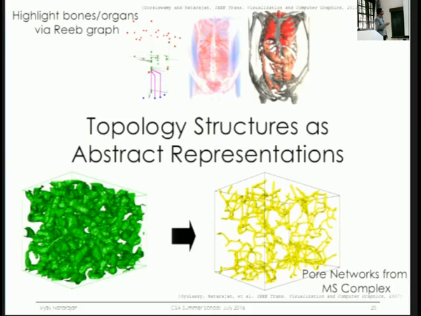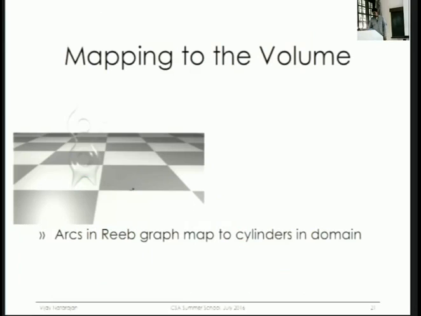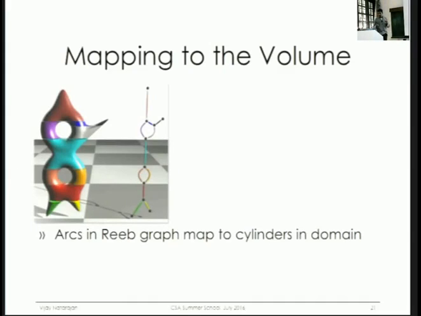The Reeb graph is not the only topological structure. There are many others, some of which we have worked with in our group, something called the Morse-Smale complex and so on. But we will talk only about the contour tree today. What is crucial is this mapping between arcs and isosurfaces, so let's look at this animation again to understand that mapping. That's how the set of isosurfaces is swept through the volume.